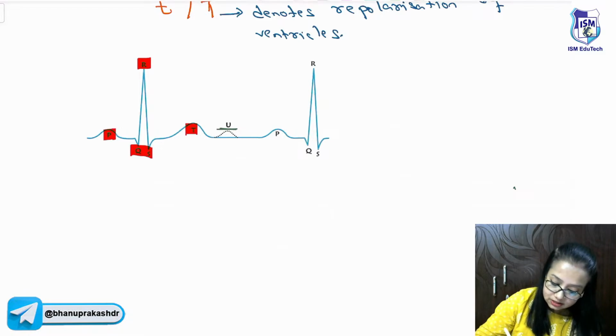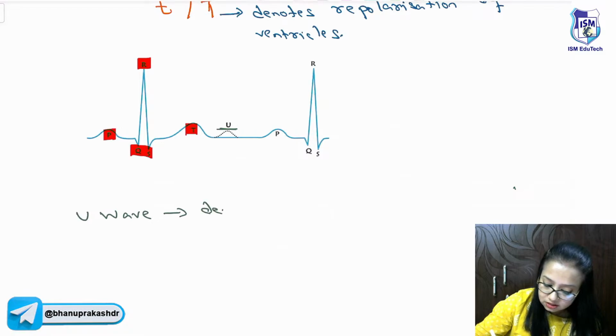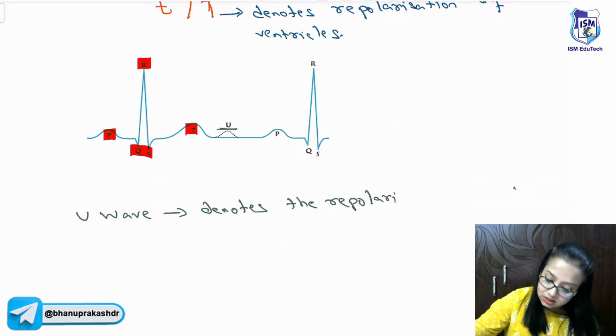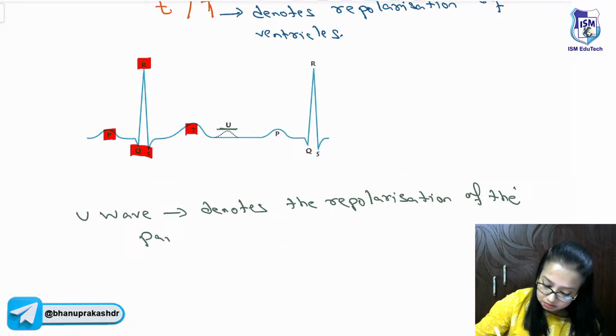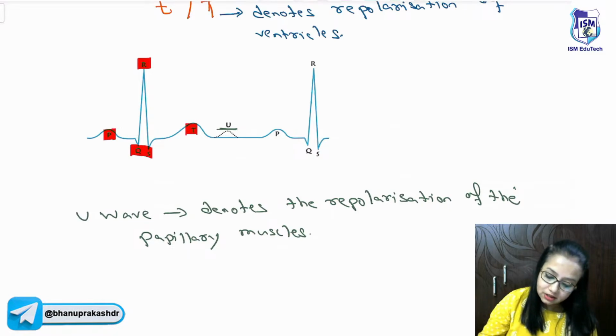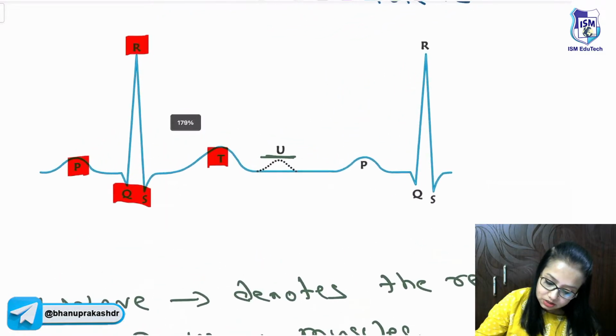Now what does this U wave mean? It denotes the repolarization of the papillary muscles. That is what it is denoting. Okay. Now, we have understood the waves.